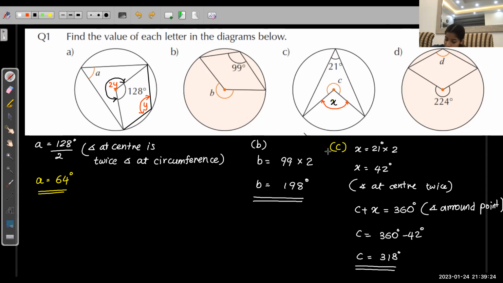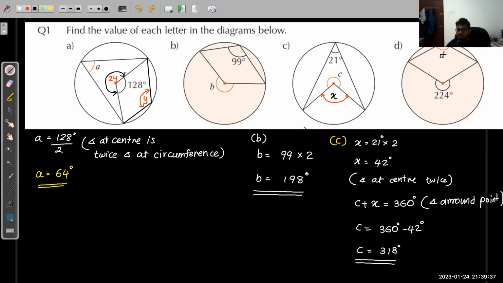360 take away 112 will be 248. Very good. Not 248. D is just half of 224. Oh yeah, D is half. 112. Oh, so they just asked me to find D. Yes, okay. 112, right? Yeah.